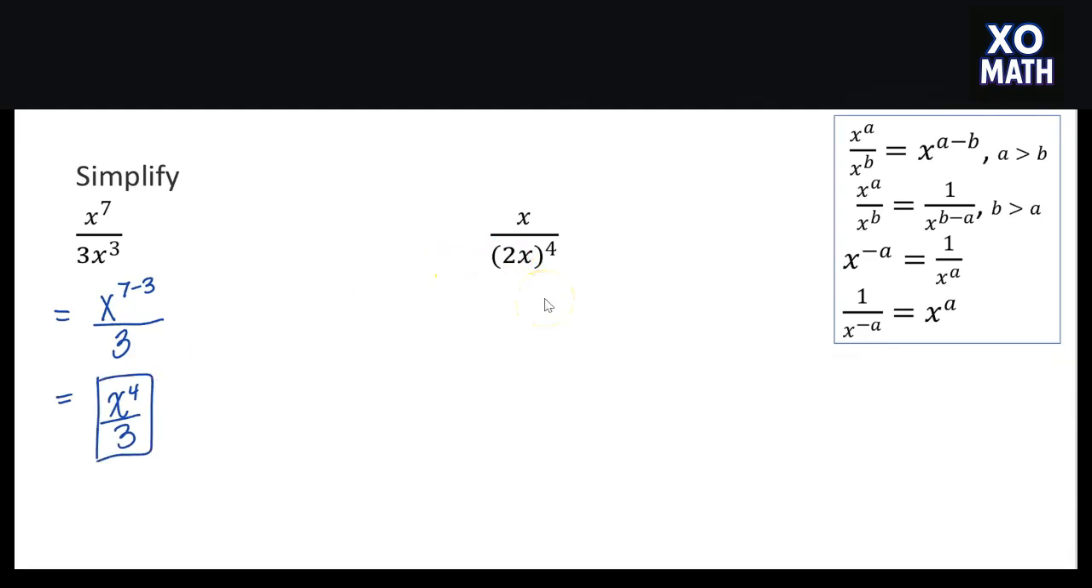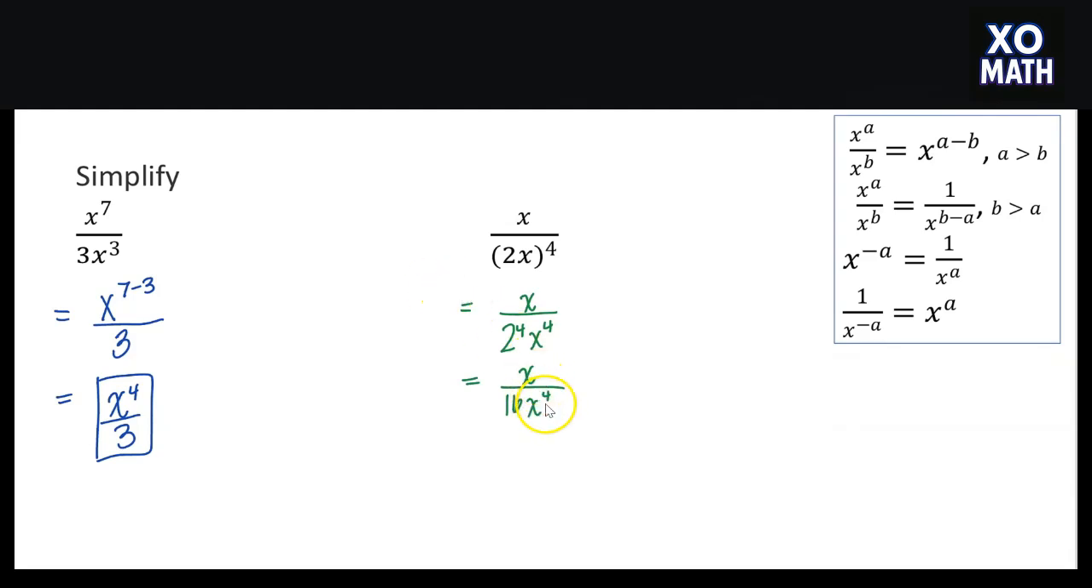Now let's try a second example. We have x over the quantity 2x to the 4th. So first we're going to apply the property that says the denominator would be 2 to the 4th over x to the 4th. So that's x over 16 x to the 4th.